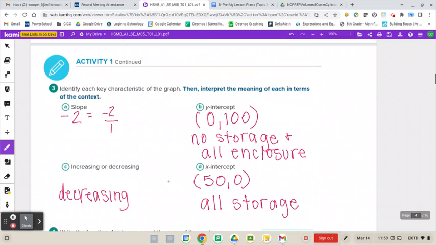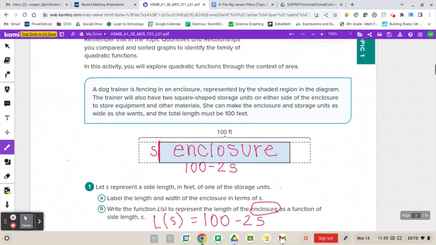So we want to just find the area of this shaded part. And do you agree that the length is 100 minus the 2 sides? Did you get that part? Yeah. Now, so I have to do length times width, right? So here's my length. I need to multiply it by width. Well, all of these are S because it's a square. So I have to do S times 100 minus 2S to find the area.